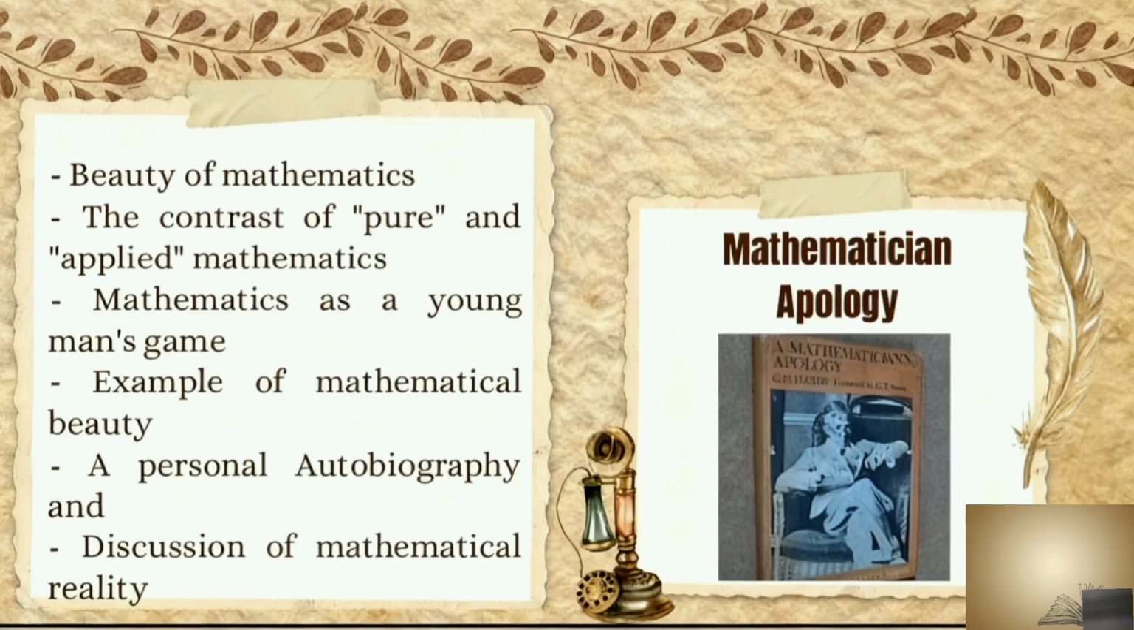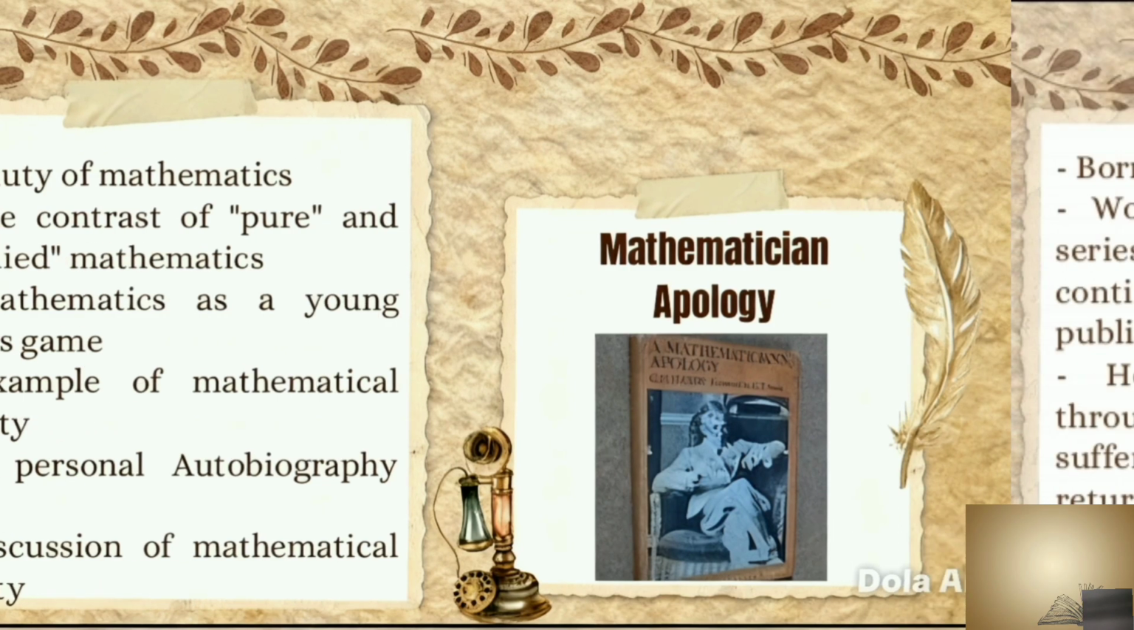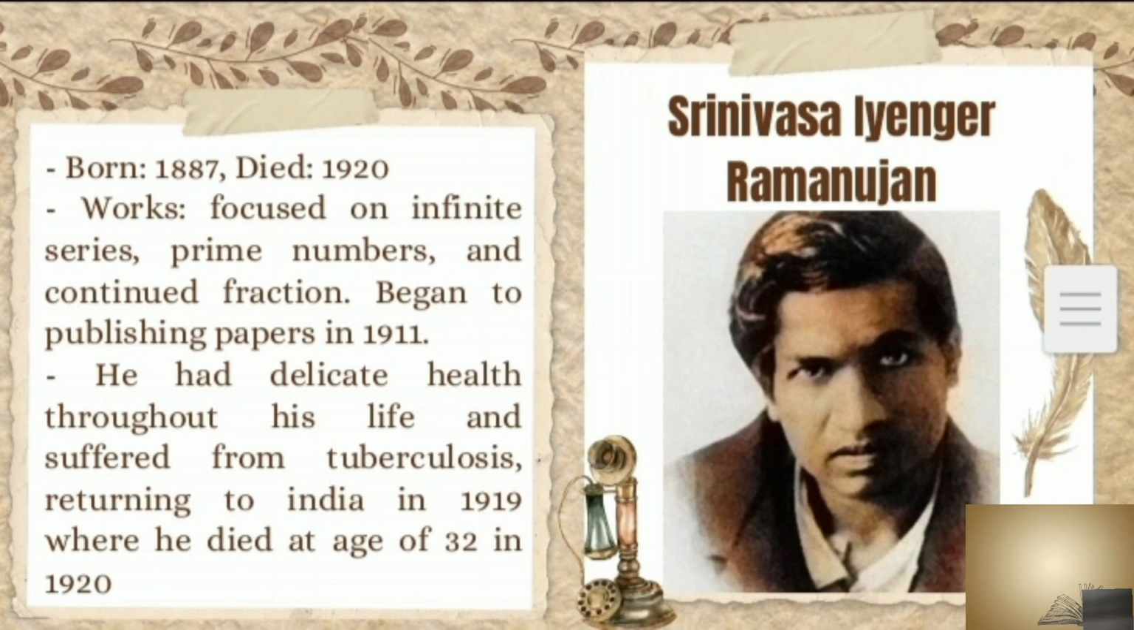Ngayon, pag-usapan naman natin si Srinivasa Iyengar Ramanujan or Srinivasa Ramanujan. He was born in 1887 and died in 1920. His works focus on infinite series, prime numbers, and continued fractions. He began to publish papers in 1911. He had delicate health throughout his life and suffered from tuberculosis, returning to India in 1919, where he died at the age of 32 in 1920.